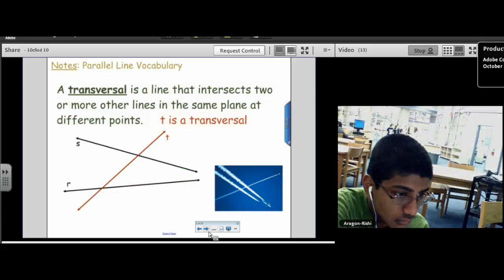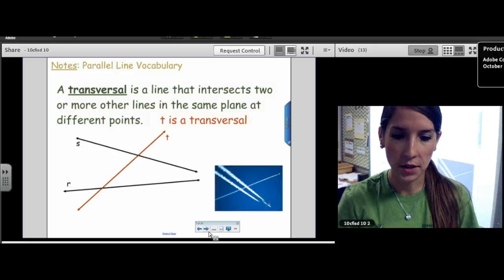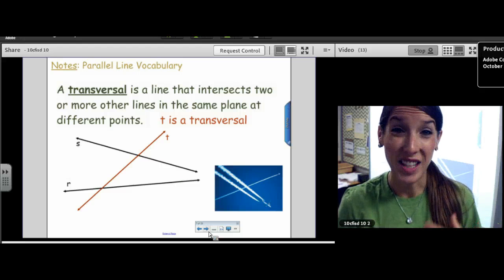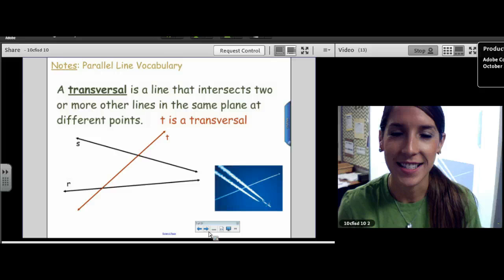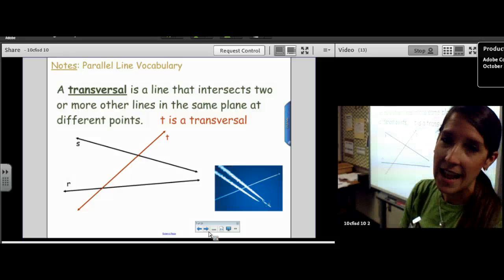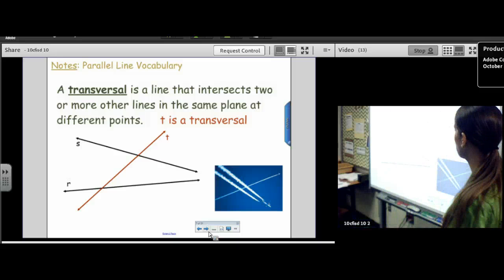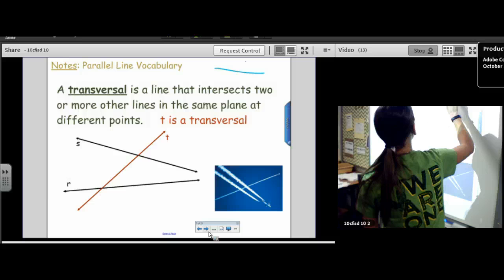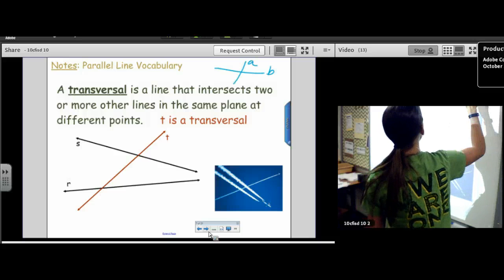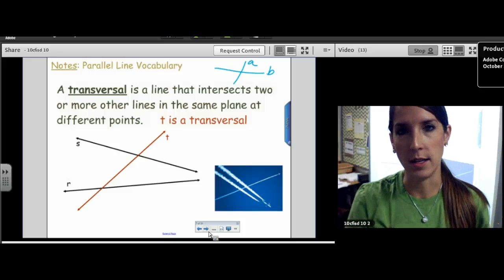The next word on your list, the very next word, is transversal. Transversal, write it down. A transversal is simply a line that intersects other lines. It has to intersect two or more lines to be a transversal. It goes through multiple universes. So like this line, A and B, B would not be a transversal because it's not intersecting two or more lines.